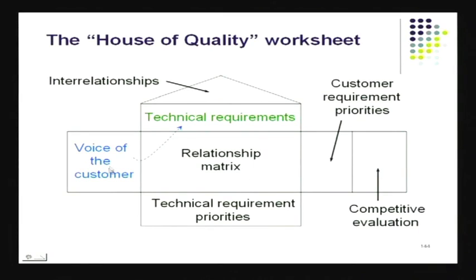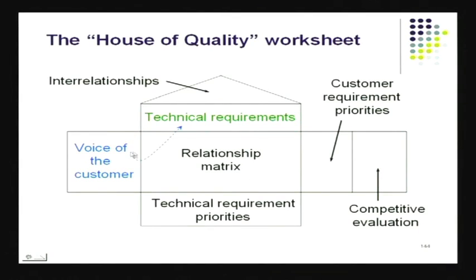So I first talk to the customer, I come up with design specs. Then I go to technical requirements. Then I go to manufacturing specification. Then I go to details of the process and quality assurance. I'd like to travel all the way. To do that, I use this House of Quality structure.